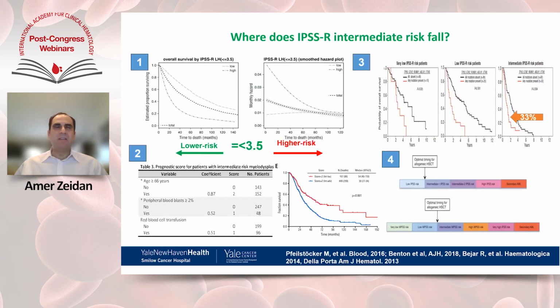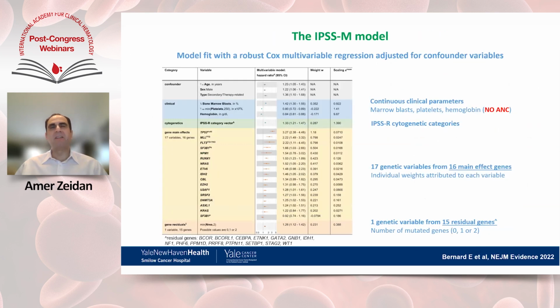However, as I mentioned, it's the intermediate risk group, which is a substantial number of patients in the revised IPSS, could behave as lower or higher risk MDS patients. And I'm showing you here 4 different ways to do that. But as I mentioned, the most common way is number 1, which is the score 3.5, it's lower risk. If it's 4 and 4.5, it's higher risk.